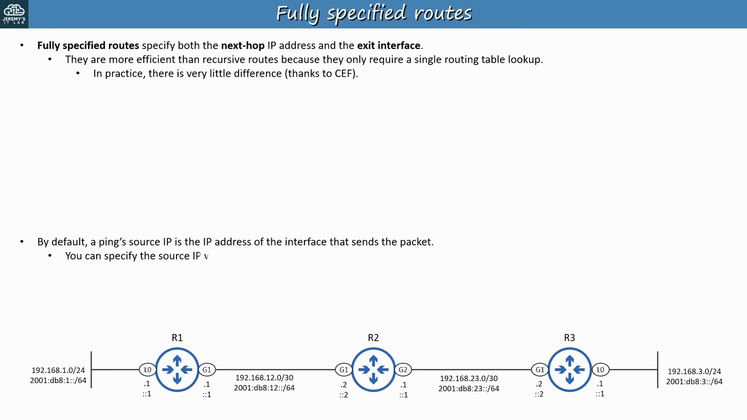You can specify a ping source IP with ping, followed by the destination IP, then source, and then either the interface or specific source IP. If you specify an interface, it will use that interface's IP. If you specify an IP, it will use that IP, of course. But it has to be an IP address that is actually configured on the router. You can't just choose a random IP address. The command will be rejected.